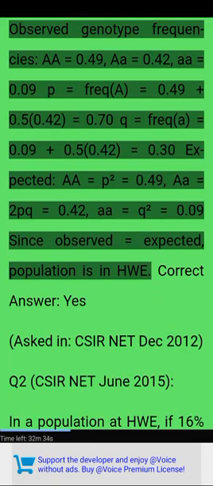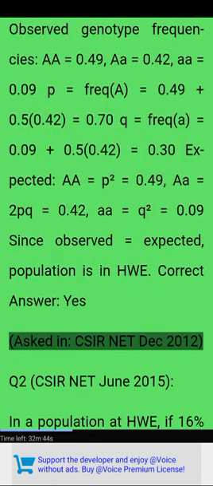Observed genotype frequencies: AA equals 0.49, Aa equals 0.42, aa equals 0.09. p equals 0.49 plus 0.5 times 0.42 equals 0.70. q equals 0.09 plus 0.5 times 0.42 equals 0.30. Expected: AA equals p squared equals 0.49, Aa equals 2pq equals 0.42, aa equals q squared equals 0.09. Since observed equals expected, the population is in HWE. Correct answer, yes. Asked in CSIR NET December 2012.